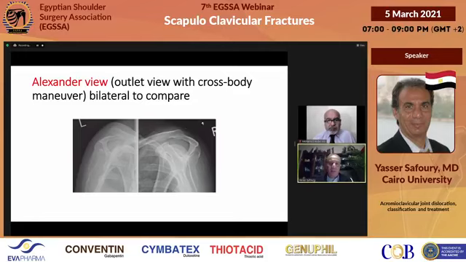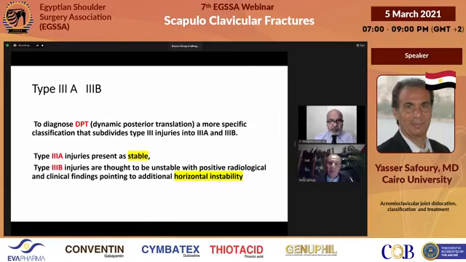But what is important is the Alexander view, a lateral view, which is a cross-body adduction view. This shows if there's any posterior displacement of the clavicle. As you see in the slides here, there's posterior displacement of the clavicle. So this is important to diagnose DPT, which is dynamic posterior translation, in which the clavicle goes posteriorly.